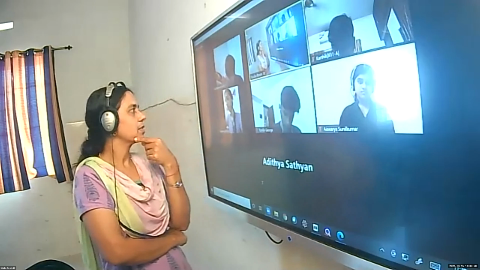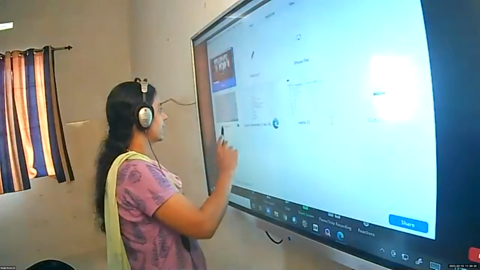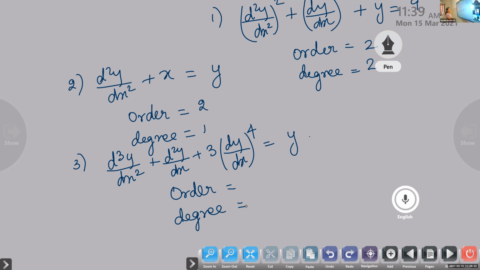What is the highest order present there? Dy by dx is there, second order derivative is there, third order derivative is there. So the order is, which is the highest order? 3. And what is degree? Power of the highest order. What is the power? Nothing is there, I mean the power is 1. So degree is 1. Okay, order 3, degree 1.